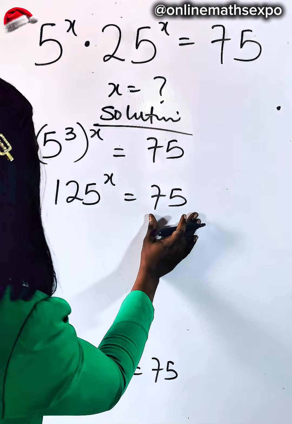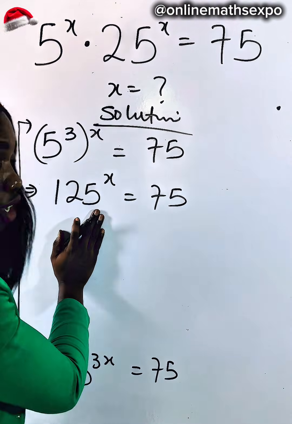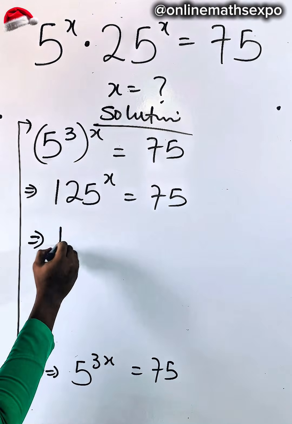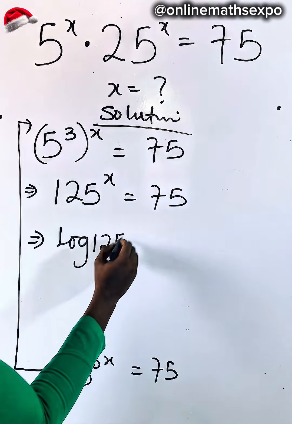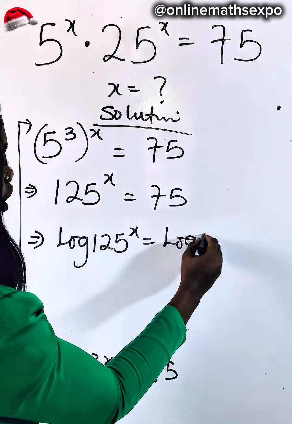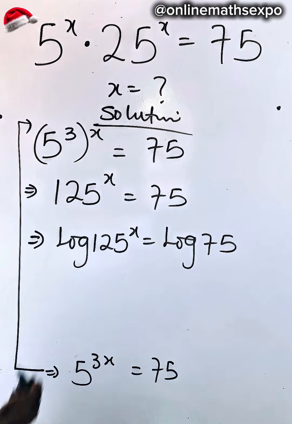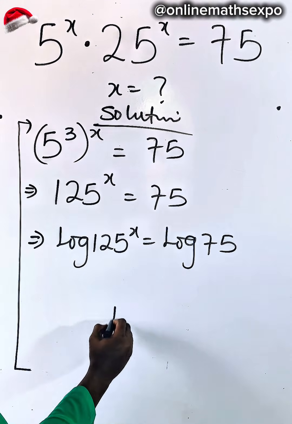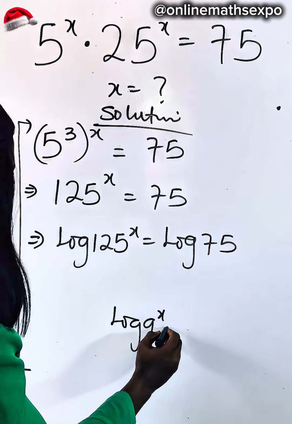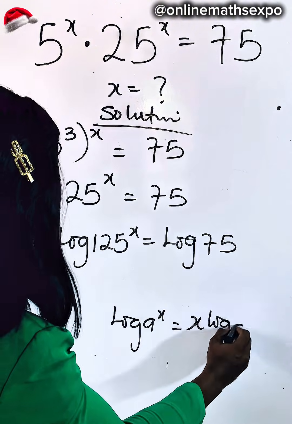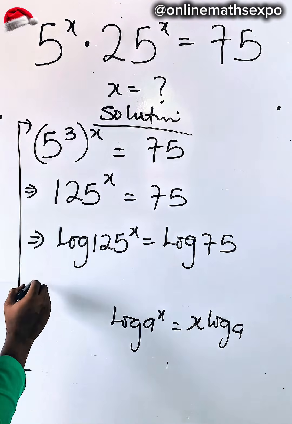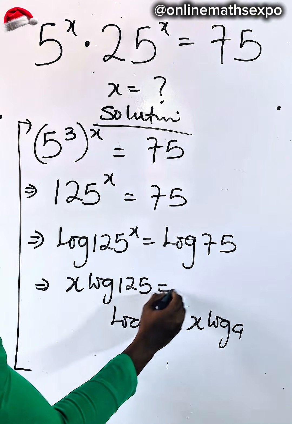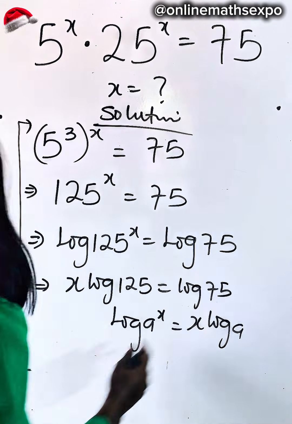Now, can we express this in powers of 125? You know it's not possible, so just take the log of both sides. So we're going to have log of 125 to the x power is equal to log of 75. Now, what do you do at this point? Quickly remember, for every time you have log of a to the x power, it's always x log a. So the power multiplies. So applying it here, we now have x log 125 is equal to log of 75.